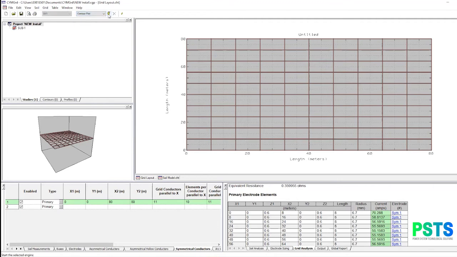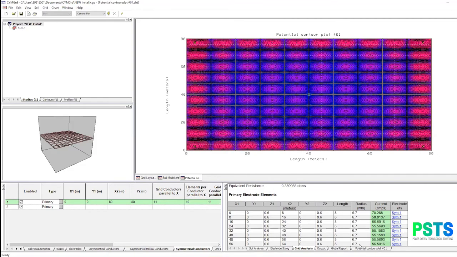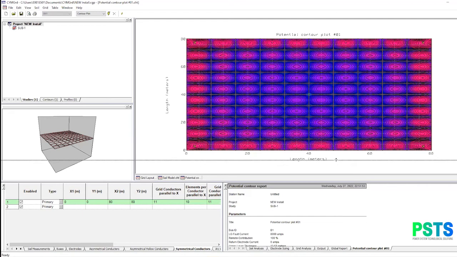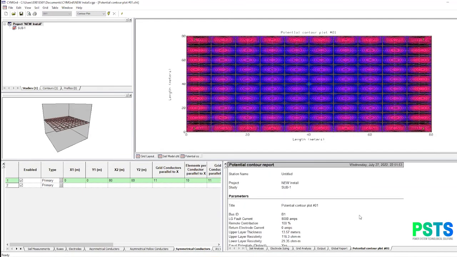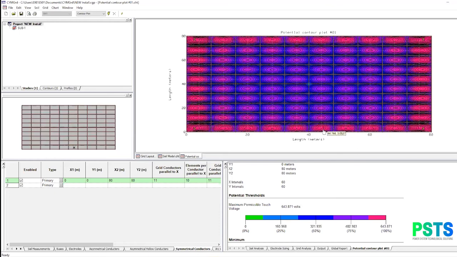So what do we do? Contour plot. We can do something like this. Let's say we go here, and we'll see what we get. So this is a color coding. You see the potential contour plot. If you click here, you see my x, y coordinate, x in this case is 34, y is 4.3. And the touch potential is 641 volts.